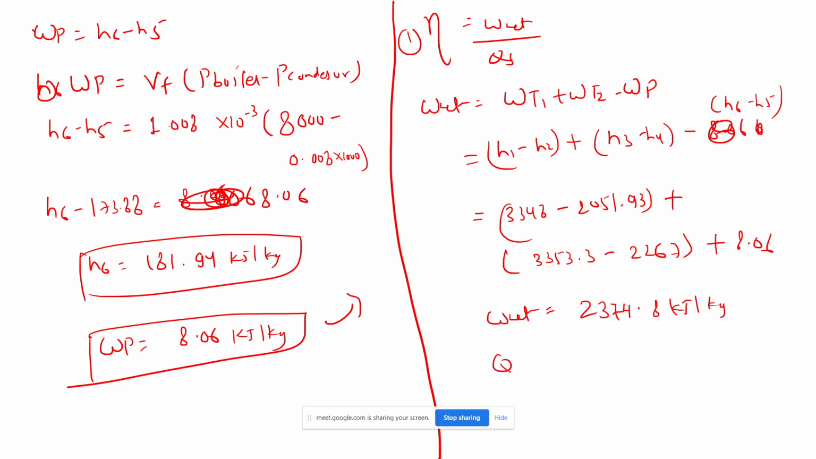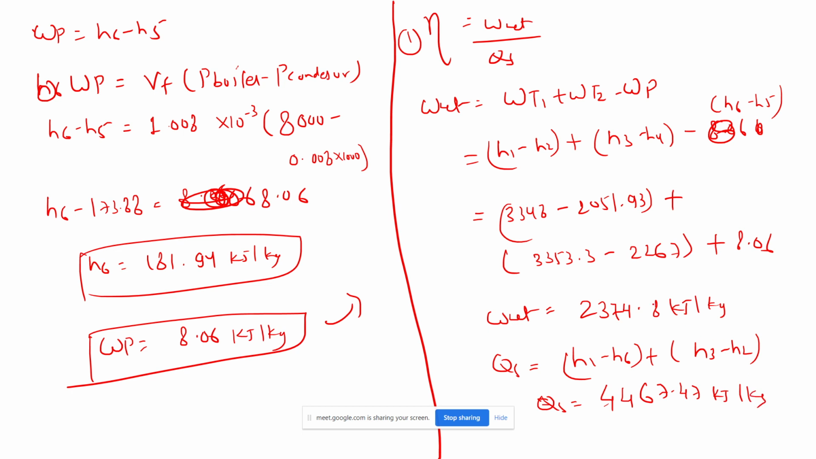Similarly, we have to determine the heat addition. What will be the heat addition here? It will be H1 minus H6 plus H3 minus H2. Just put the values and tell me what is the value of QS. How much have you got for QS? 4467.47.